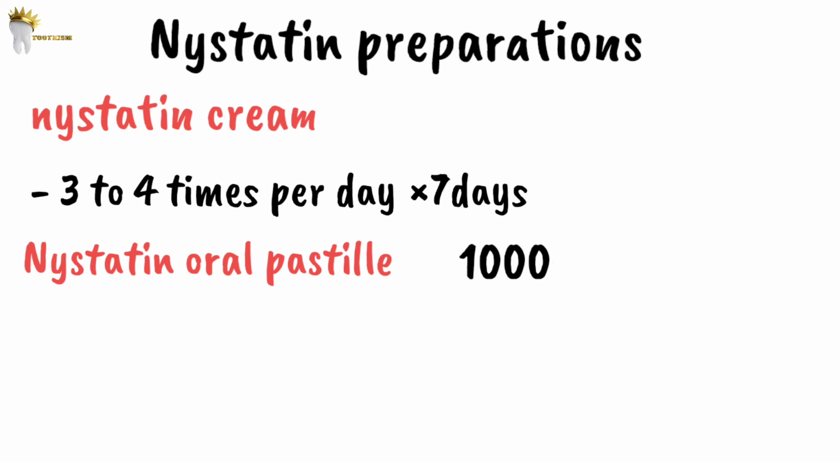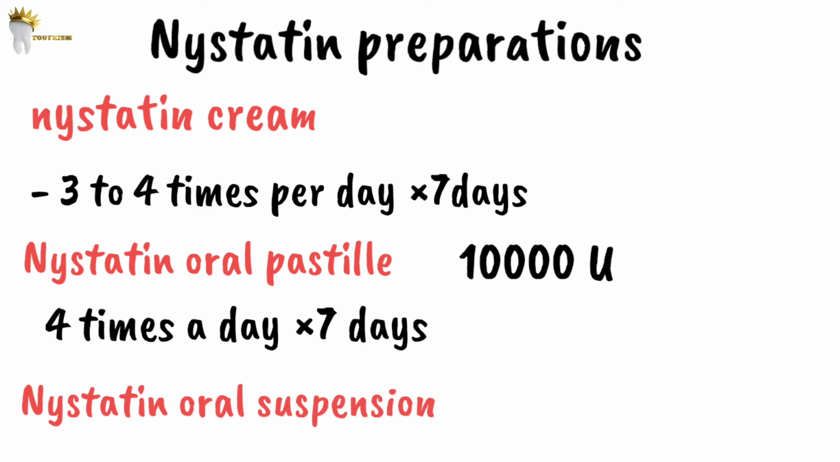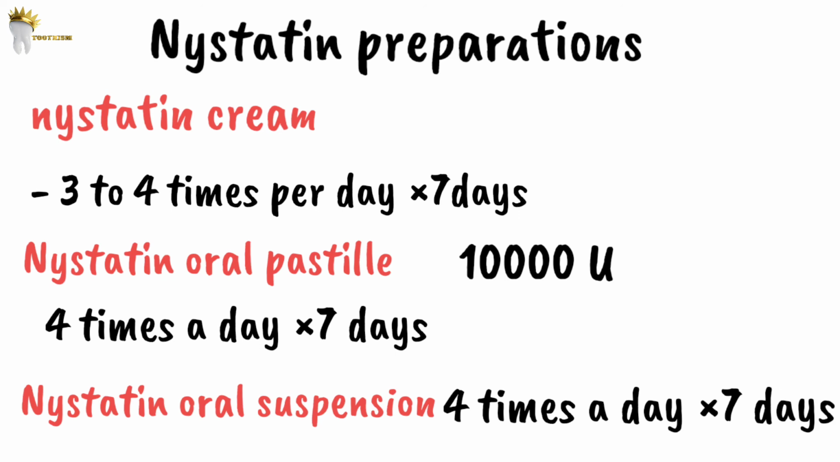It is nothing but a pill that can be lightly chewed and dissolved in the mouth. So, one pastille is to be dissolved in the mouth slowly after meals 4 times per day, usually for 7 days. Nystatin oral suspension can be used as an oral rinse 4 times a day for 7 days.